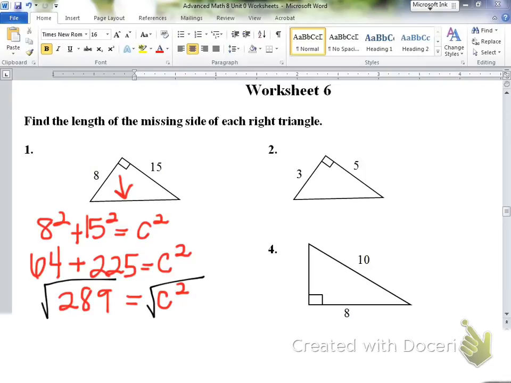Some of them don't have square roots. 17. Good observation. Not all of them are going to come out to perfect squares. Is 289 a perfect square? Yes. So we end up with c equals what? 17. Box it so I know that's your answer.